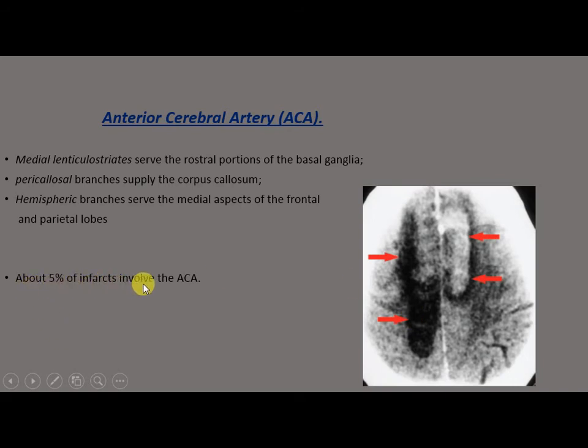About 5% of infarcts involve the anterior communicating artery or anterior cerebral artery. So this is not common like middle cerebral.